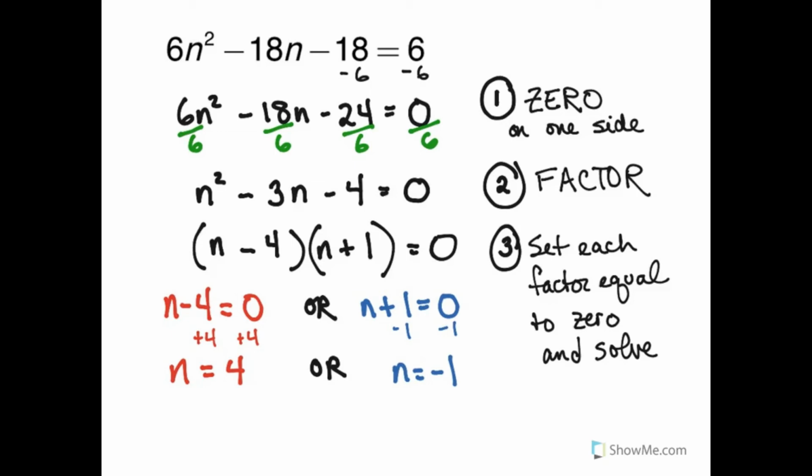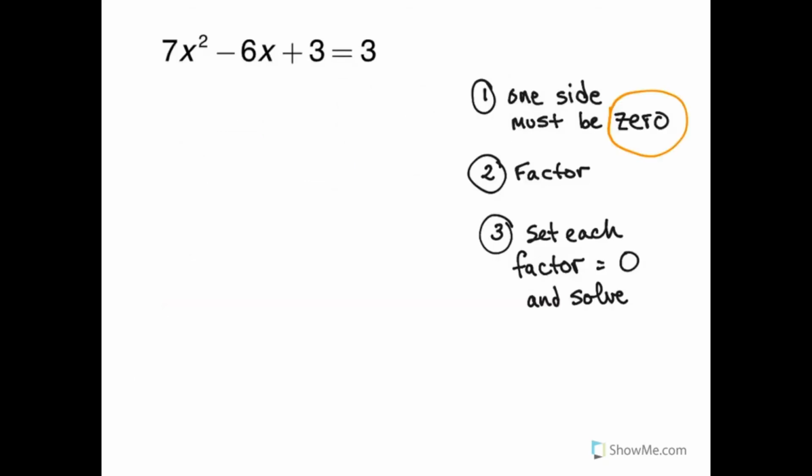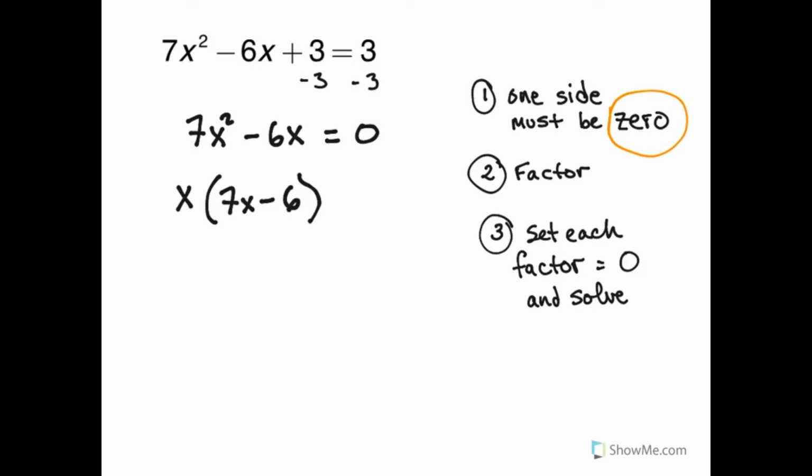I found two solutions. I want to show you one more because this kind sometimes drives students a little crazy. I have 7x squared minus 6x plus 3 equals 3. So I start by subtracting 3 from each side, and now I have 7x squared minus 6x equals 0. There's no constant term. Instead, what we have is a greatest common factor, x. So I factor out x, and I end up with x times 7x minus 6 equals 0.